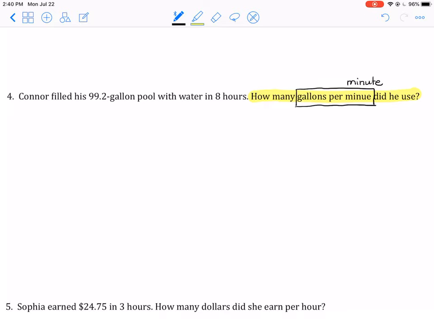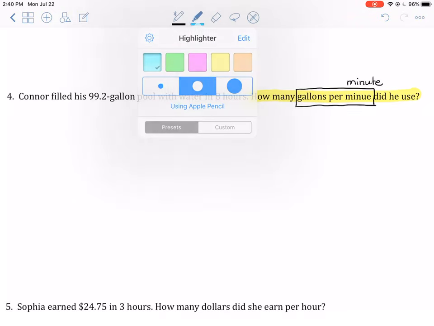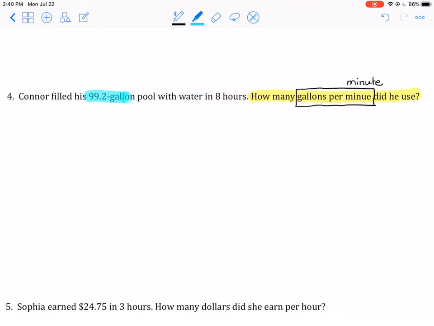Be careful here. This one is kind of a dangerous problem if you're not paying attention. The gallon is no problem. But look right there. 8 hours. So they tell me hours and then ask me about minutes. So that's an issue that we're going to have to address. But here is your unit rate. They're telling you how to set it up. Gallons over minute.